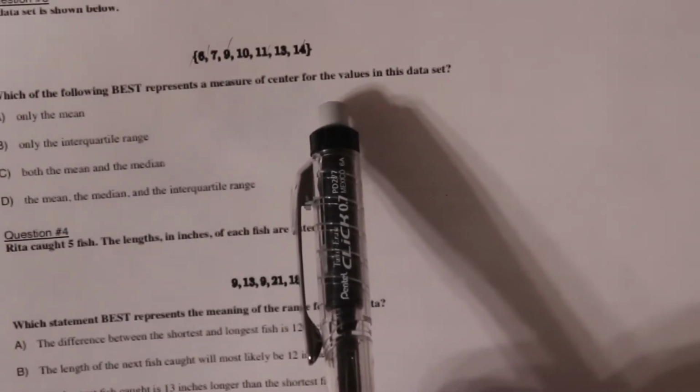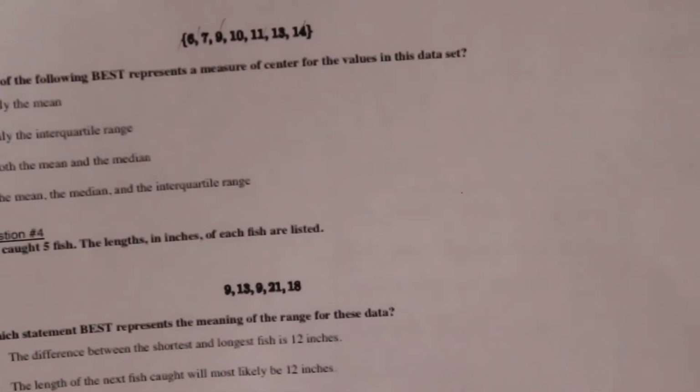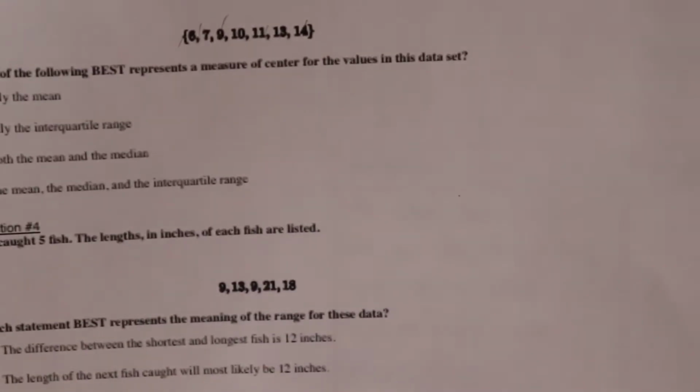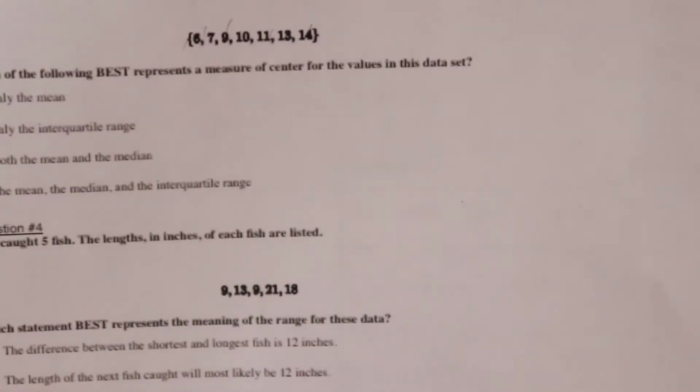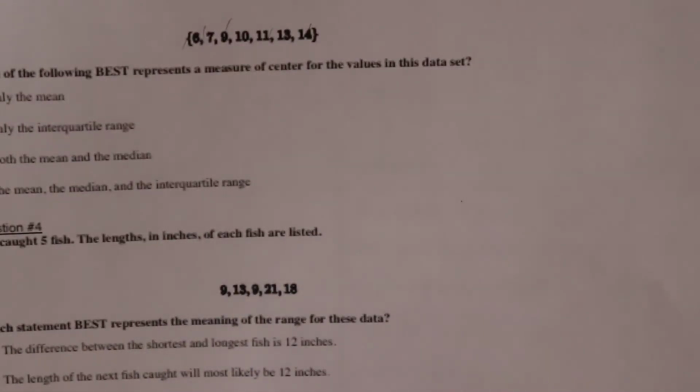Which of the following best represents a measure of center for the values in the data set? So we know what the center is, the median, right? So we're going to look at each option. Only the mean? I wouldn't say that. First of all, what is our mean? We've got to add all these up and divide by how many numbers we have. When I add all these up, I believe I get 70. 70 divided by 7 is 10, so my mean is going to be 10. Yes, the mean is definitely in the middle, so we can definitely use that. But let's keep going. Interquartile range, that's definitely not going to be it.